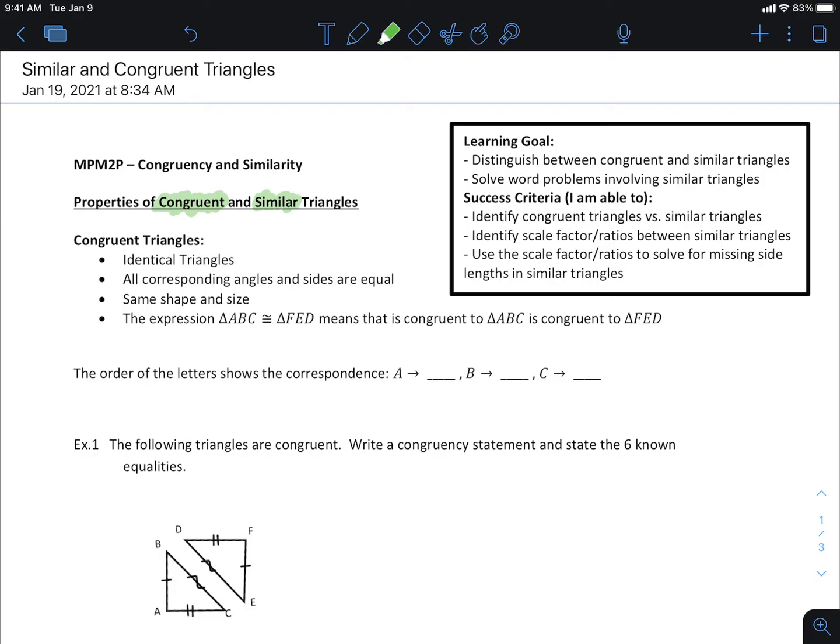The interesting part is where it kind of comes from, some of the similarity stuff, and then some of the later triangles too. But today we just want to be able to distinguish between congruent and similar triangles, and then solve word problems involving similar triangles.